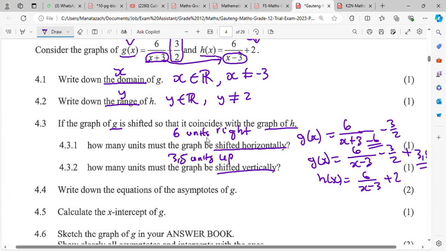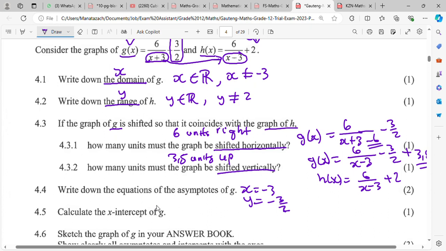The x asymptote would be the flip sign of the 3. So you'll have x is equal to minus 3 as the x asymptote, and then the y is not going to change the sign, so you'll have y is equal to minus 3 over 2. That's the y asymptote. And then we'll move on to 4.5.